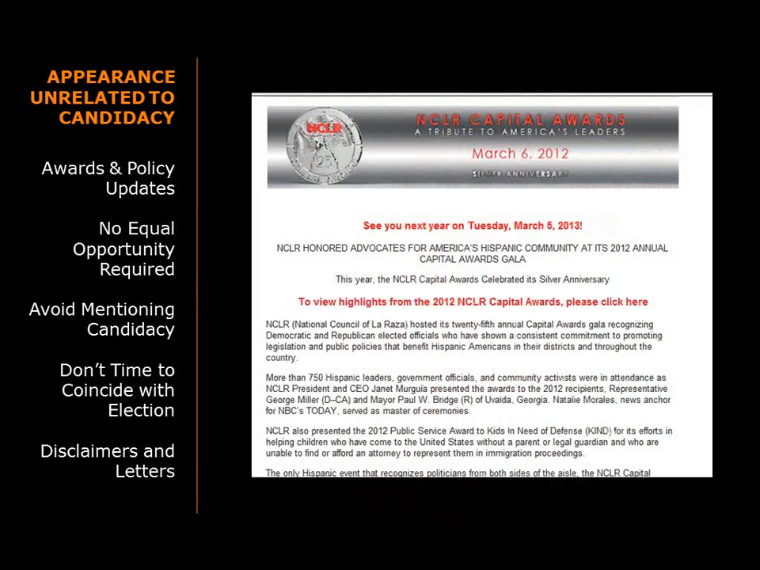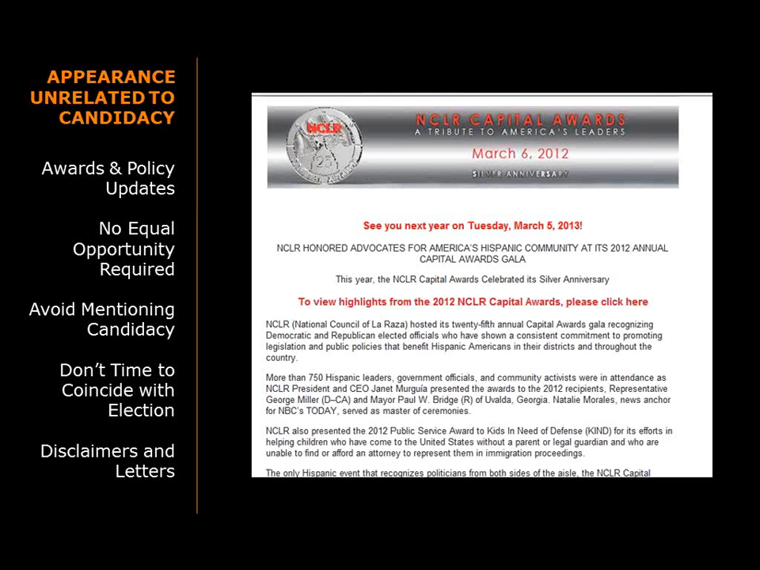Again, this same requirement would extend to appearances that have to do with awards. So organizations oftentimes want to award people who have been champions on their issues, like this. The slide in front of you has March 6, 2012. It's the NCLR Capital Awards. They wanted to make sure that they rewarded those people who were champions on issues, and Hispanic leaders and government officials, people who were champions on legislation and public policy that benefit Hispanic Americans.